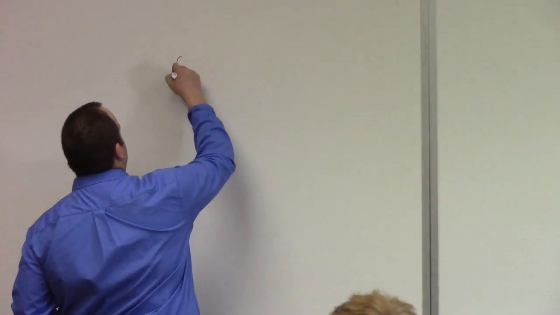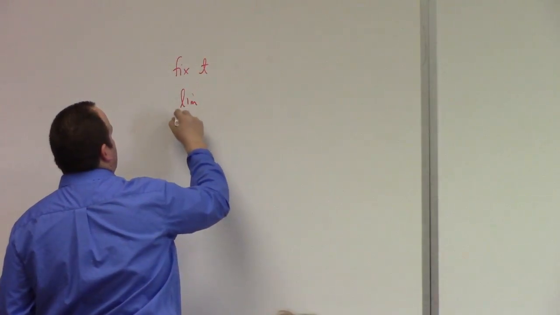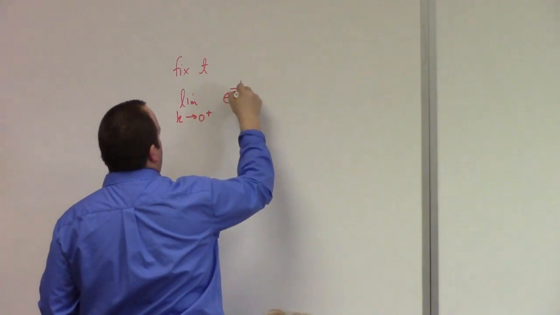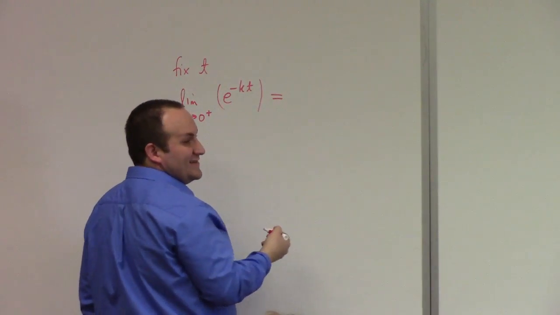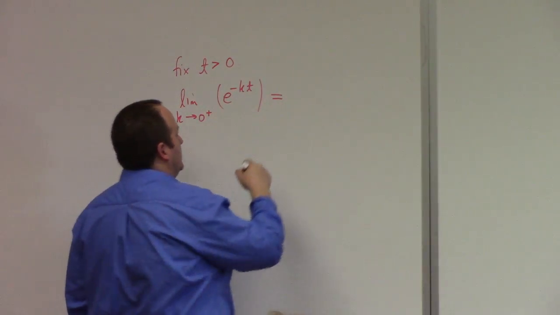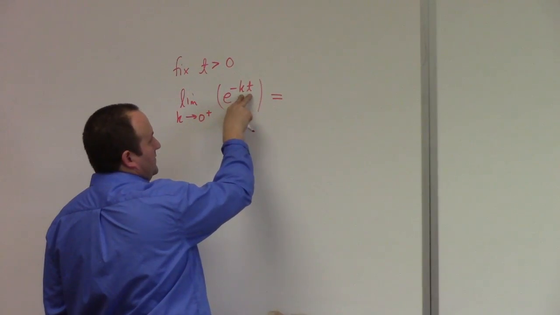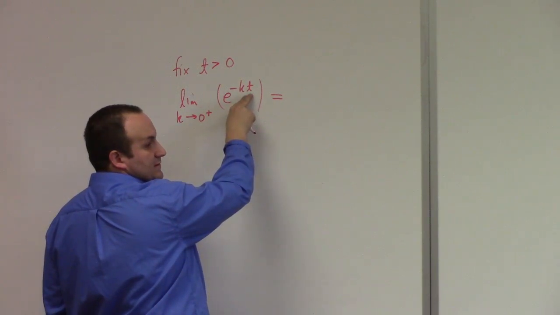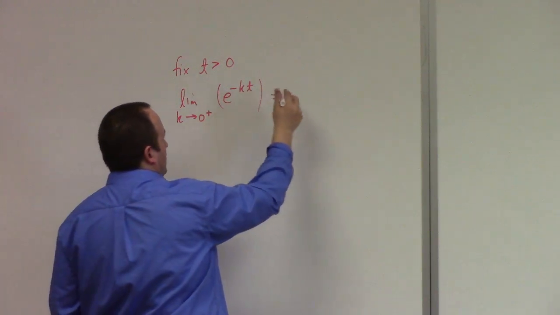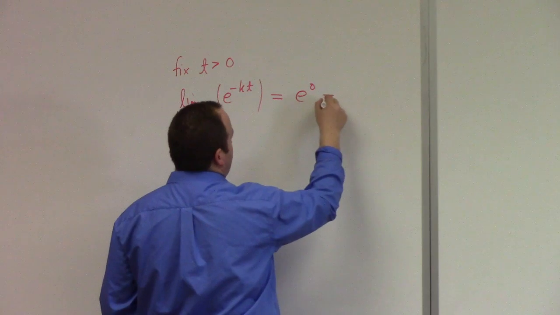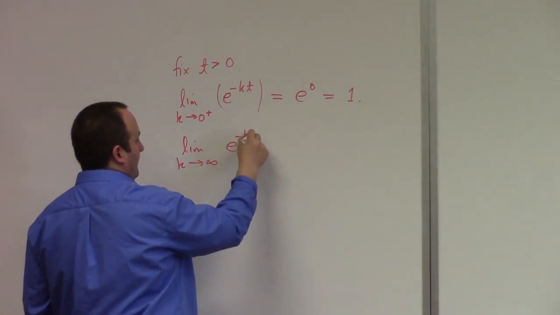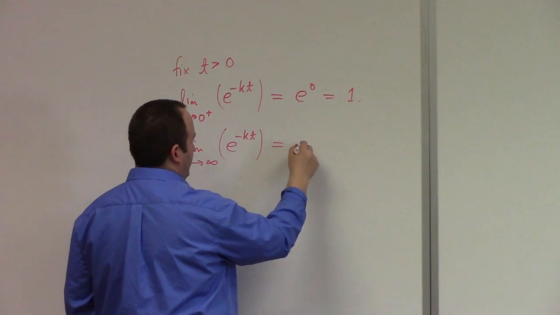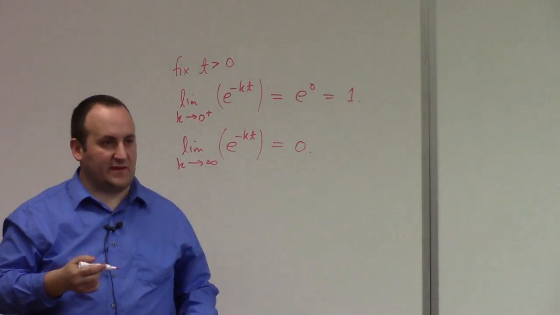So for example, fixed t, the limit as k goes to 0 from the right of e to the minus kt would equal to, well, I don't know. See, it depends in this case. Fixed t greater than 0, how about that? Then this is kt, well, that's a small negative quantity, right? So this is just, I mean, exponential is continuous there, so it's just e to the 0, this is just 1, that's stupid. Sorry. Limit as k goes to infinity may be more fun, I don't know. 0, I mean, t is fixed. Yeah.